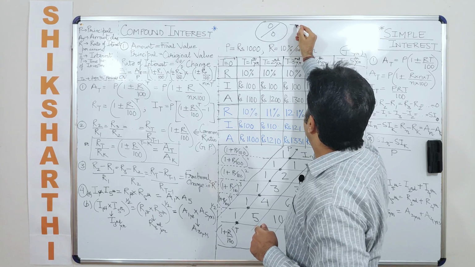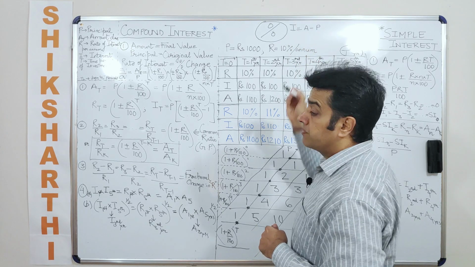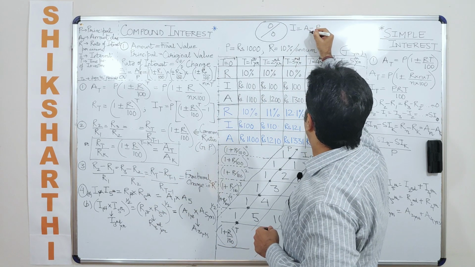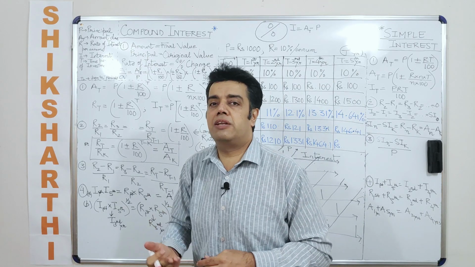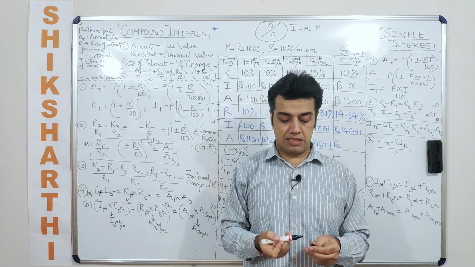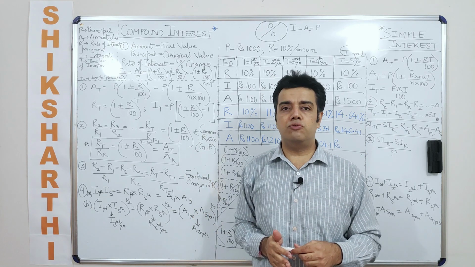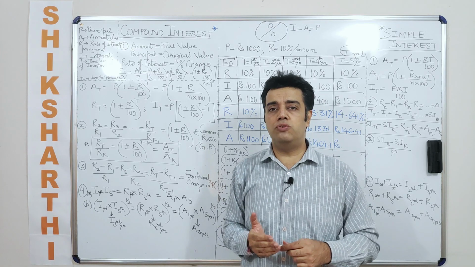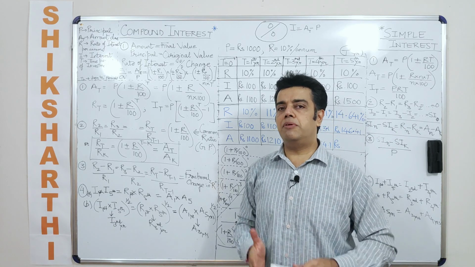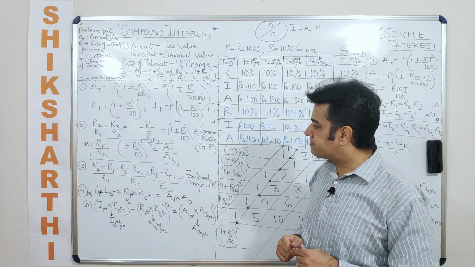So if I say interest, it is nothing but the amount minus the principal, where what is the amount? A is the amount due after T years, which is nothing but the final value. What is the final value? Final value of the investment done. And the investment done would be the original value, and the original value here will be the principal amount, which is made available for the sake of investment. I hope this part is clear.